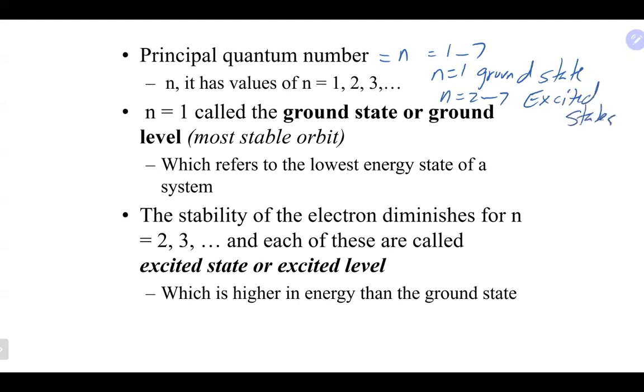The ground state is closer to the nucleus. Anything above that is getting further from the nucleus. So n equals 2, 3, 4, 5, and we're getting farther and farther away from the nucleus. Quantum number, yeah. Yes, it would be the lowest energy level.